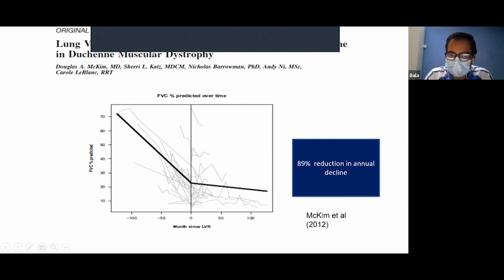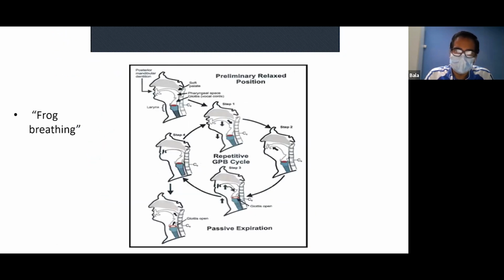The other article which I wanted to share is about lung function in general. What they found is that with LVR, the decline in lung function is reduced. Once you start LVR, you can see the sharp annual decline in lung function is reduced. So not only is the PCF increased, but the lung function as a whole does not decline after starting LVR. So lung volume recruitment is quite useful for muscular dystrophy patients.